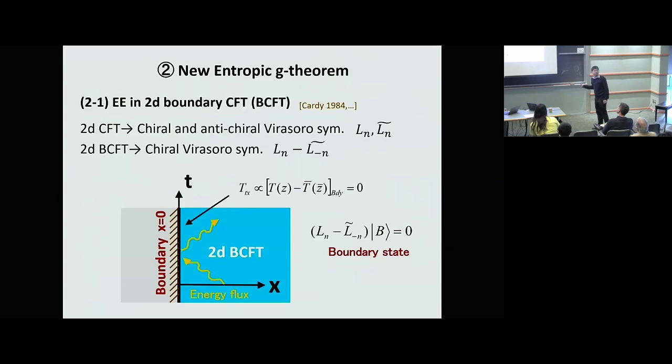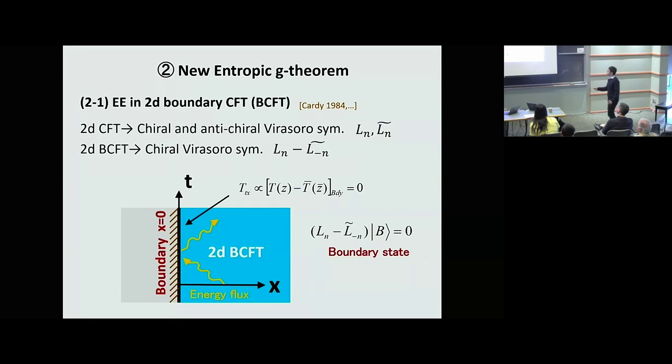So this is a BCFT. A CFT, of course, has Virasoro symmetry, left-moving chiral and anti-chiral. But if we have a boundary, we are interested in two-dimensional conformal field theory living on, for example, the upper half plane or the right half of the plane, like this. And there is a boundary, always I'm putting the boundary at x equals 0. There is a complete reflection, and we impose some boundary condition. And then we see that only one linear combination of the Virasoro algebra is preserved.